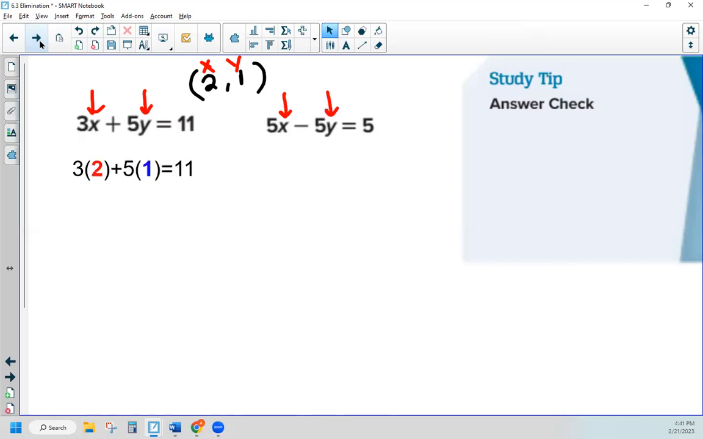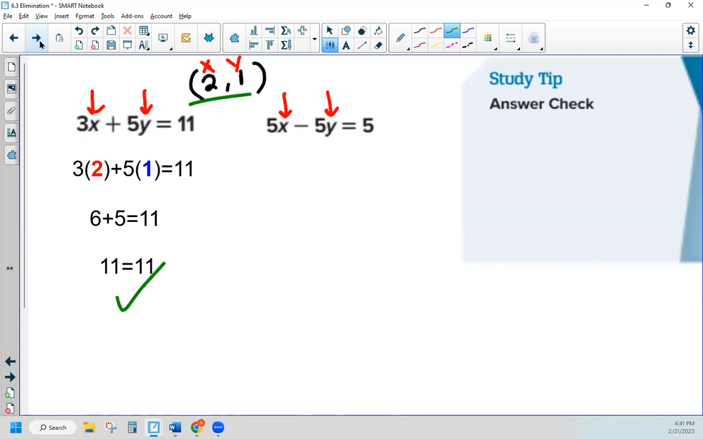What happens when we plug in a 2 for x and a 1 for y? 3 times 2 will give us 6, right? And then 5 times 1 will give us 5. Well, what do you notice is going to happen here? There it is. That means that this point is indeed, yes, it is, on this equation. I'll go ahead and circle it in green to tell you that it is on that equation.